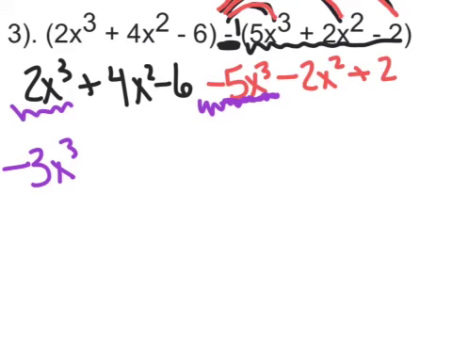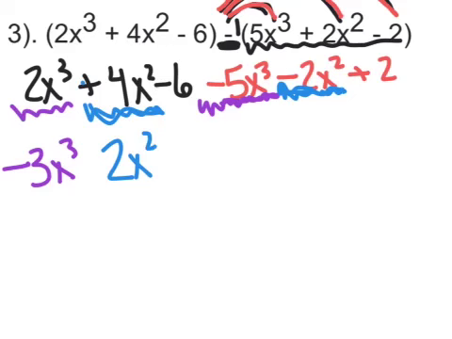Okay, and then let's look at the next term. So 4x squared. So do we have any other x squareds? We do. A negative 2x squared. So positive 4 minus 2. That will give us positive 2x squared. And since it's a positive, we're going to put a plus in between them.